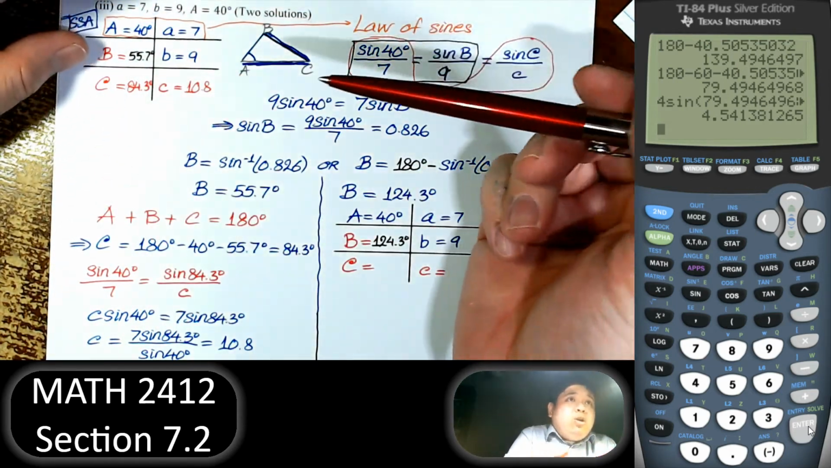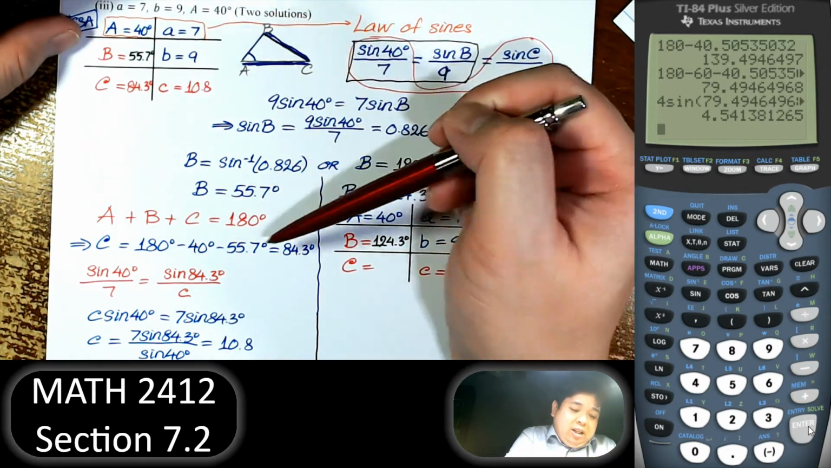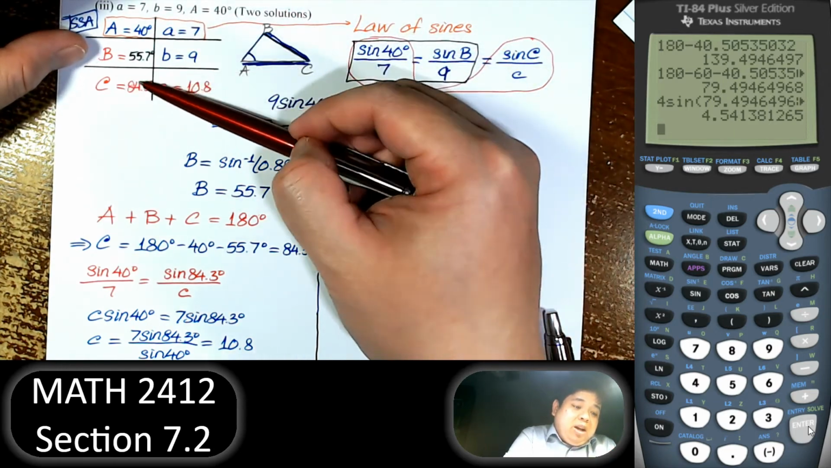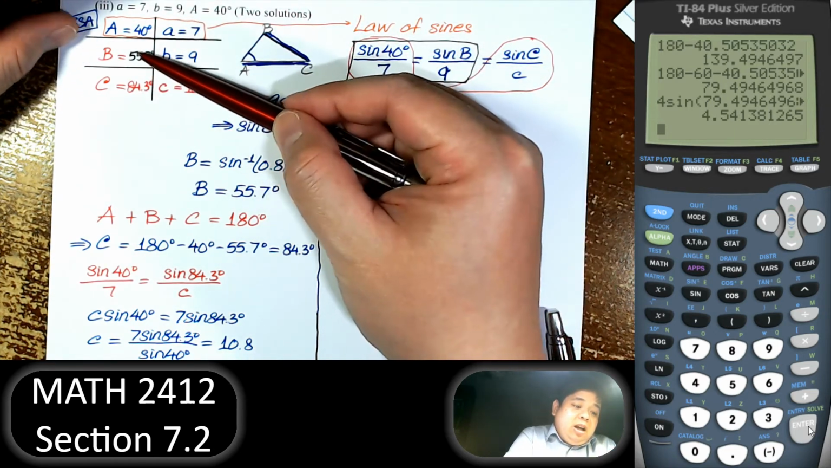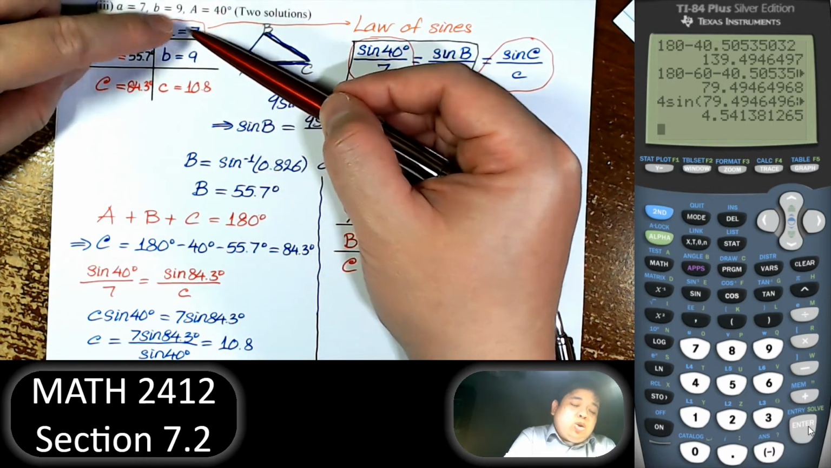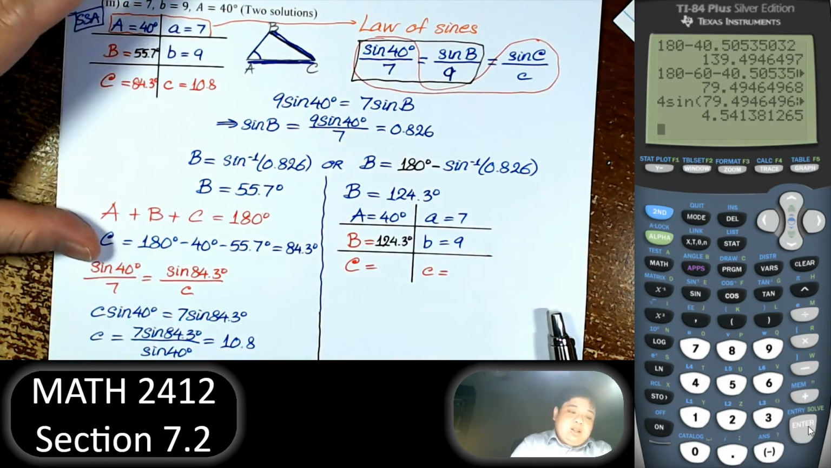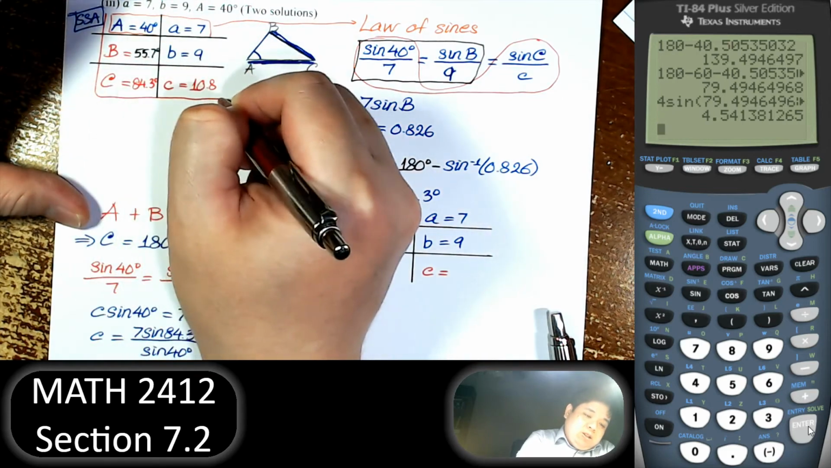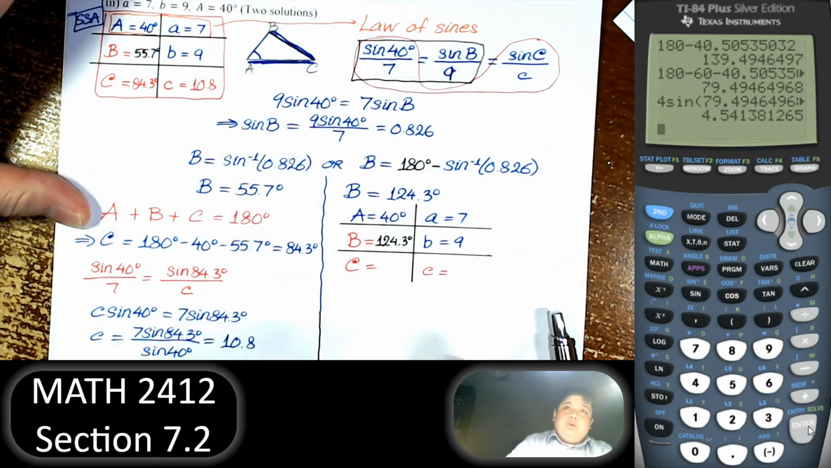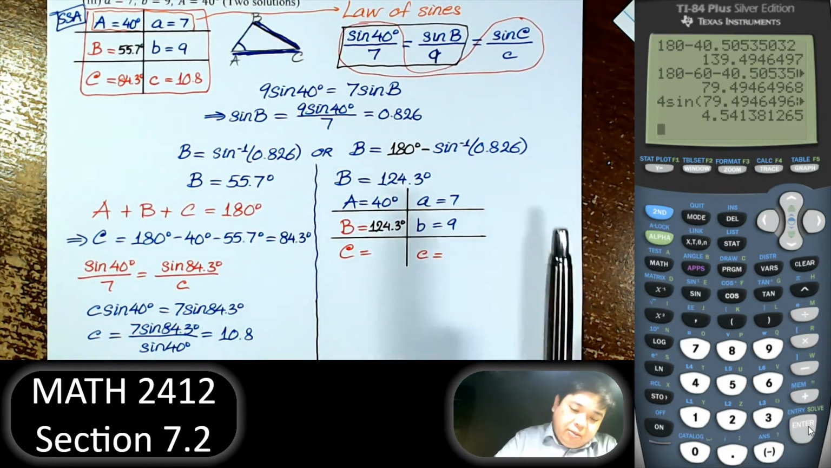So, final check. Angles add up to 180. Yes. Biggest angle, longest side. Smallest angle, shortest side. So this is a check. So this is one solution. Now we go to the second scenario.